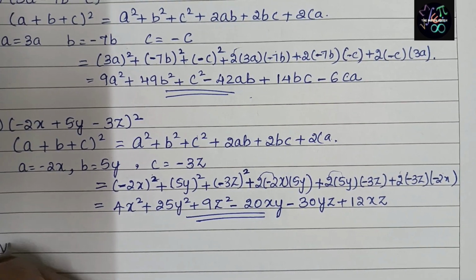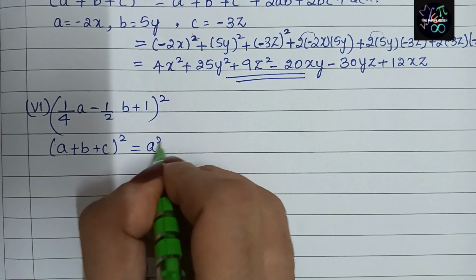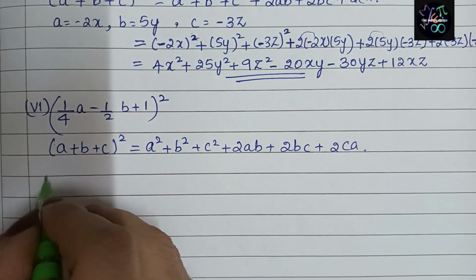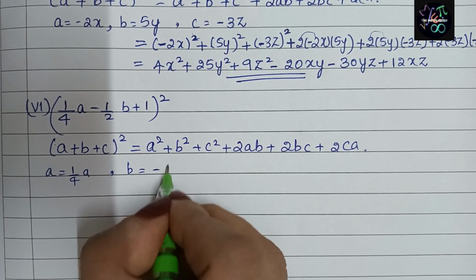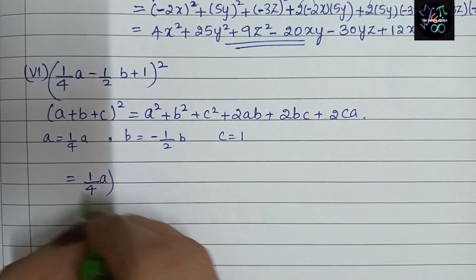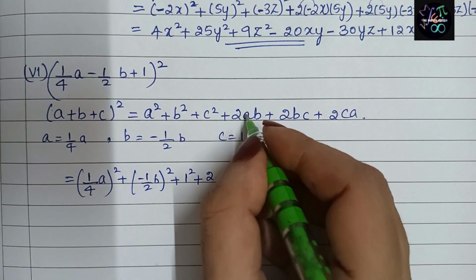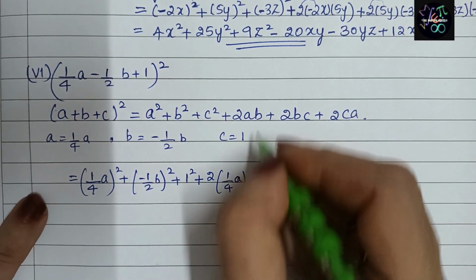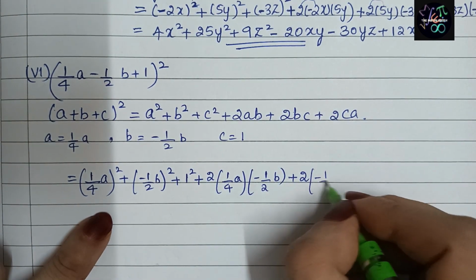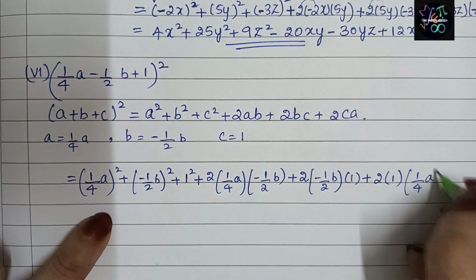Let us go for question number 6, the last question. I'll write the formula: a plus b plus c whole square is a square plus b square plus c square plus 2ab plus 2bc plus 2ca. A value is 1 by 4a, b value minus 1 by 2b and c value is 1. Let us substitute properly. 1 by 4a whole square plus minus 1 by 2b whole square plus 1 square, plus 2 as it is, 1 by 4a, minus 1 by 2b, plus 2, minus 1 by 2b, 1, plus 2, 1, 1 by 4a. Substituted the values properly.